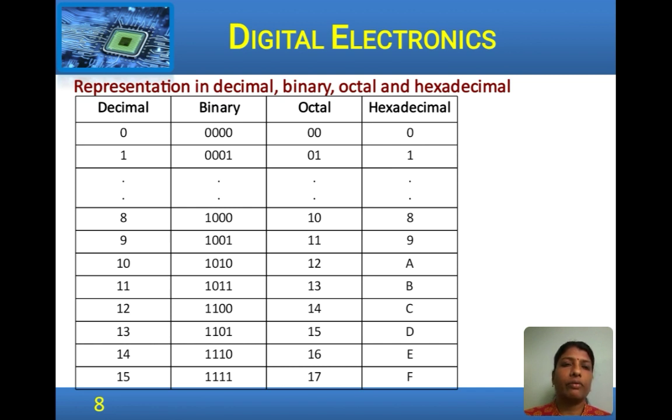Now, can you give the equivalent for decimal 16? In binary, all the 4 bit positions are used. So, the next bit position has to be used. So, the equivalent for 16 will be 10000, that is 1 followed by 4 zeros, and octal will be 20, and hexadecimal, since all the digits are exhausted, the next digit position has to be used, that is 10. So, for decimal 16, the equivalent hexadecimal is 10.